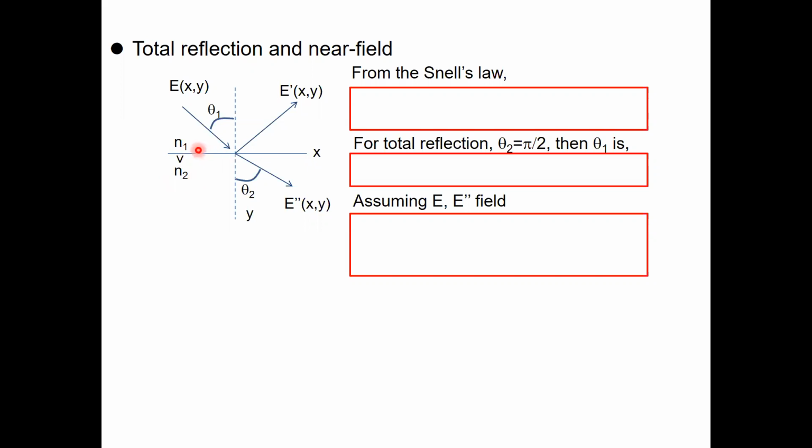In this case, the light is irradiated from the higher refractive index side, and the lower refractive index side is at the bottom. So this light field is reflected here at the X plane.